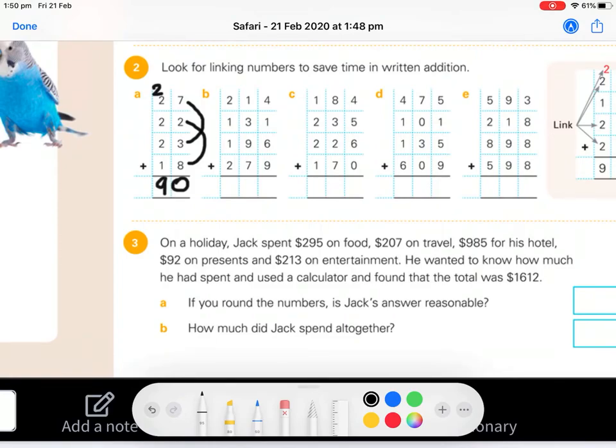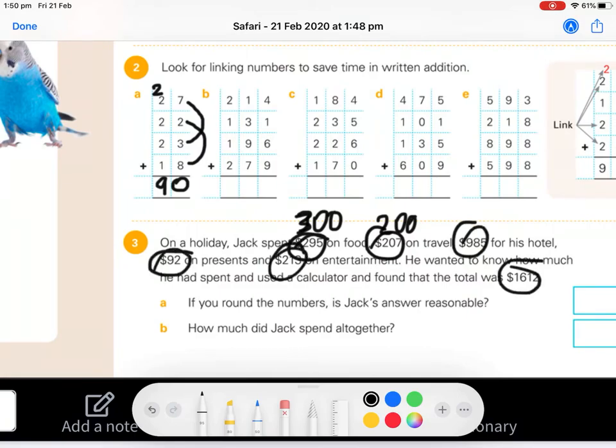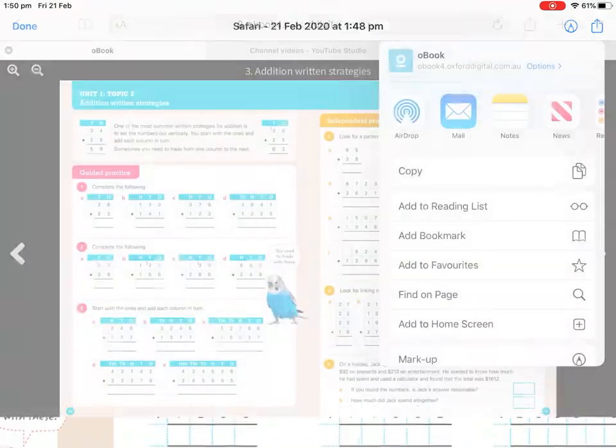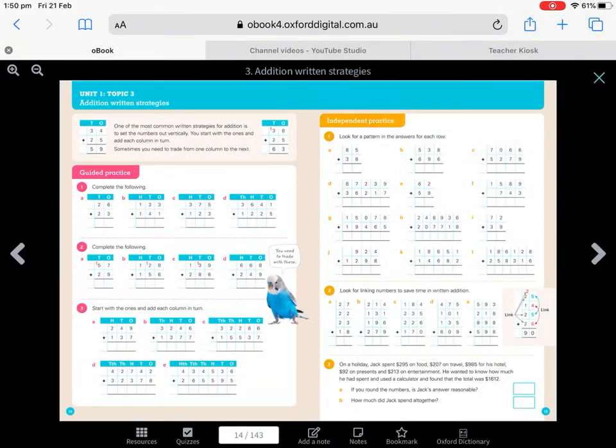There's a worded question there. On a holiday, Jack spent $295 on food, $207 on travel, $985 for his hotel, $92 on presents, and $213 on entertainment. He wanted to know how much he had to spend and used a calculator, and found out that the total was $1,612. If you round the numbers, is Jack's answer reasonable? So I'd start by just going through and rounding all the numbers. That's supposed to be a 3. And then 200, go through and round all the numbers, add them together and see if it's close or not. Then for part B, you've got to actually add up all of those numbers there. All right, moving on to our second set of pages here.